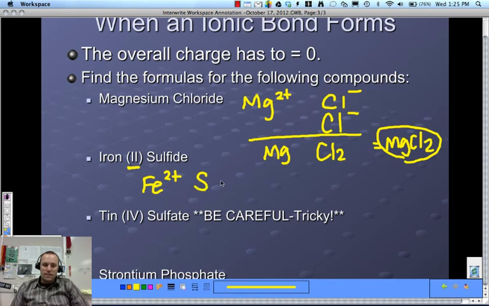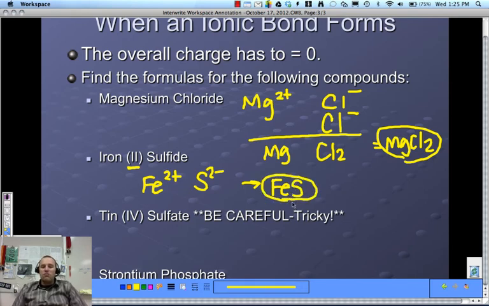Sulfide, sulfur is in the 2 minus column. So look at these, they already cancel each other out. 2 positives, 2 negatives means that the overall formula is just FeS. We have 1 iron and 1 sulfur. That's their ratio. Remember, you're looking for the ratio.